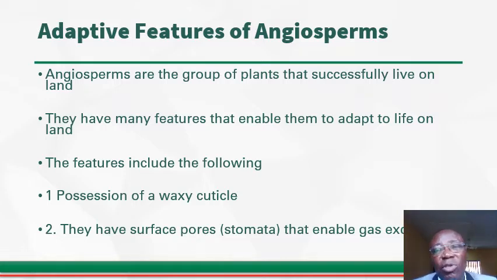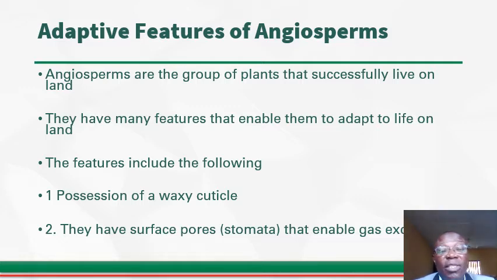What are the adaptive features of angiosperms? That is, what are the structures or features that enable them to live successfully on land? Since we said they are the group of plants that fully colonize the terrestrial environment, they are found almost everywhere. They have been fully emancipated. They can carry out all their activities without being present in the water environment, although water is required for their growth and development. They have many features that enable them to adapt to life on land.